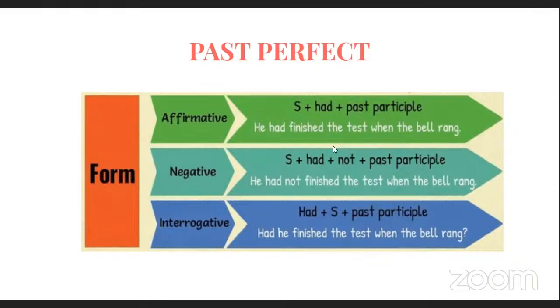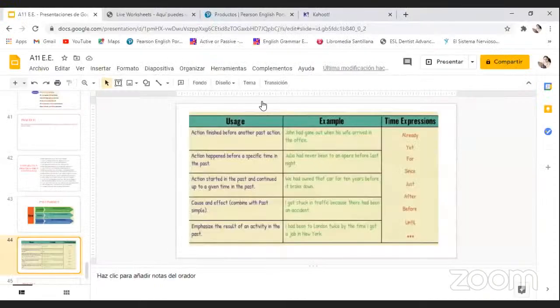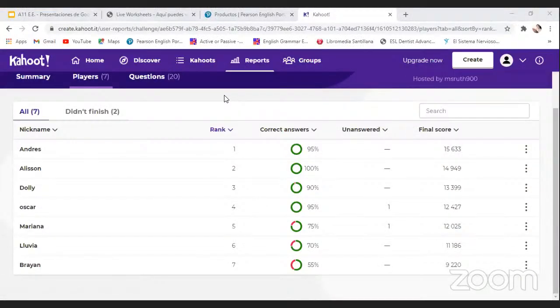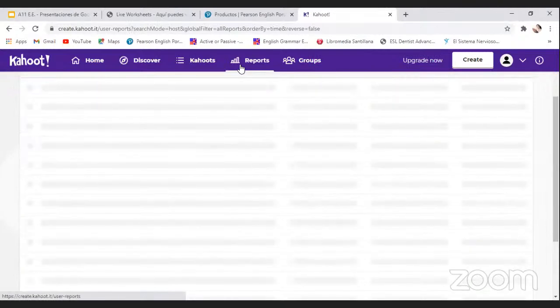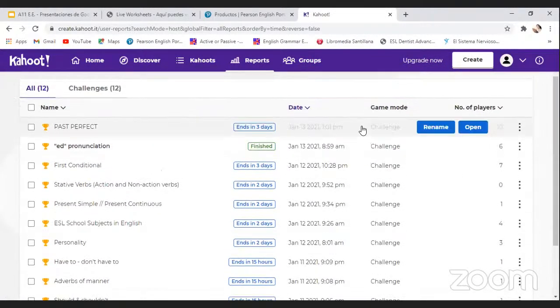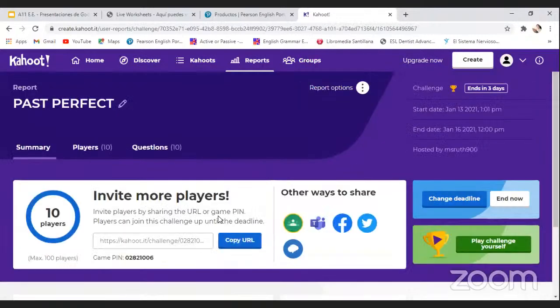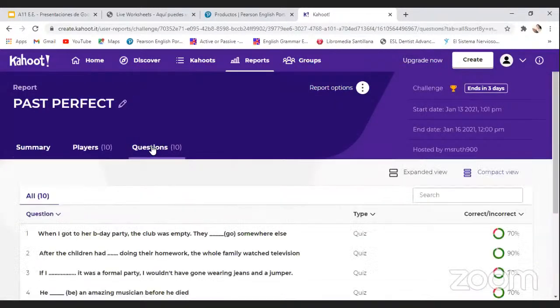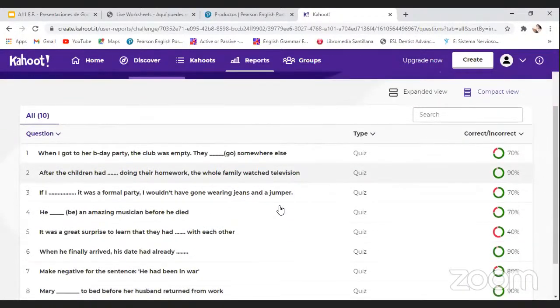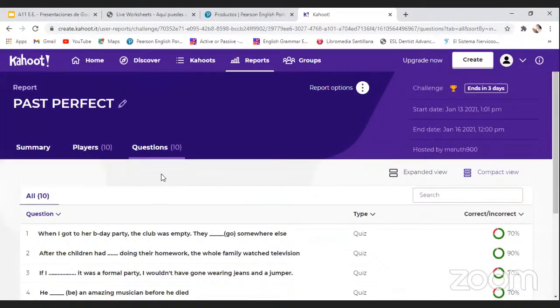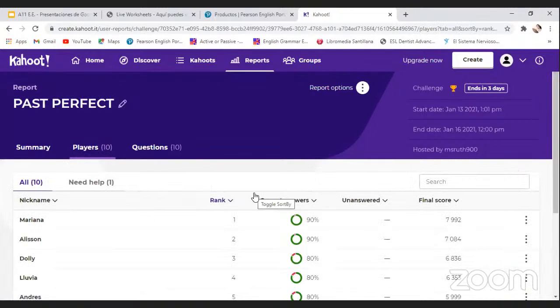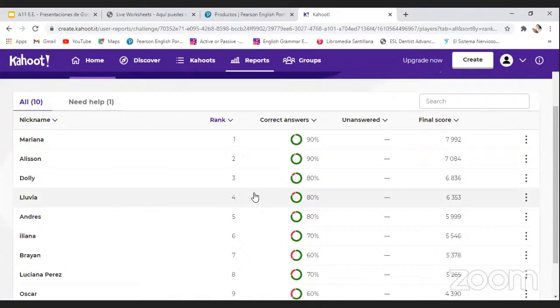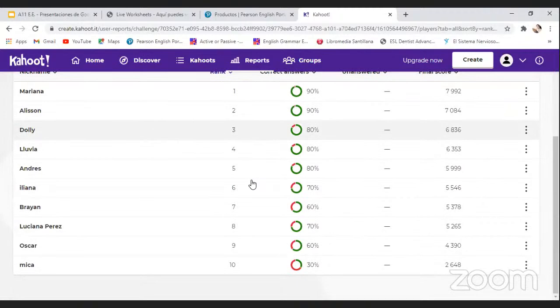All right, guys. So I saw in the chat you guys finished, most of you. So let's please see the report. Who got the first place? Guys, who got the first place? Oh, here are the questions just in case you want to see them again. And let's see. Okay, first Mariana, second one Allison, and the third one was Dolly. Great, Dolly, in a row. You were in the top 3.